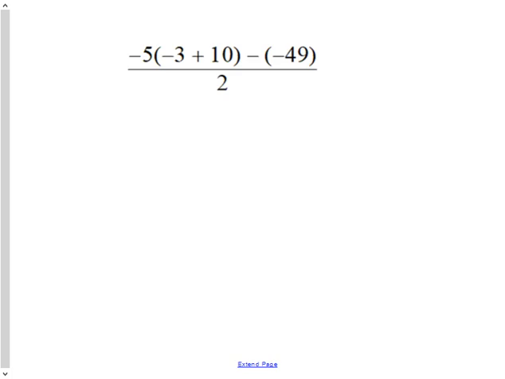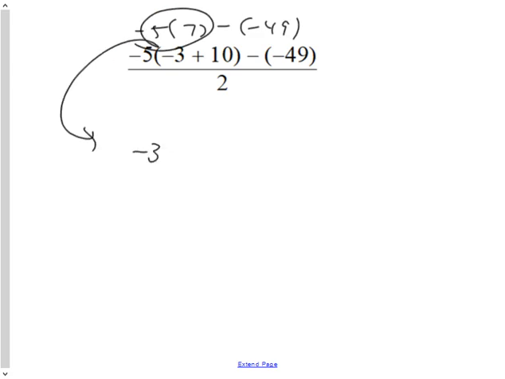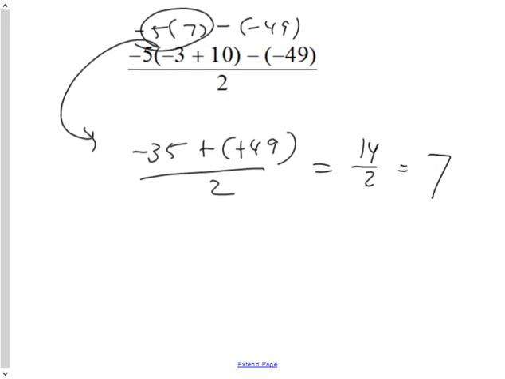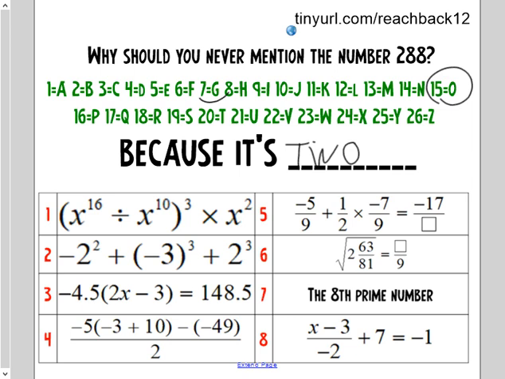Go back to here. We have just an integer question. So we have negative 5 multiplied by the sum of this, which is 7. So negative 5 times 7 minus negative 49. This is going to give me negative 35, take away negative 49, divided by 2. Keep, flip, change. I'm going to get 14 over 2, which equals 7. Going back to here, 7 is G. So because it's TWO G, it's coming together nicely though.